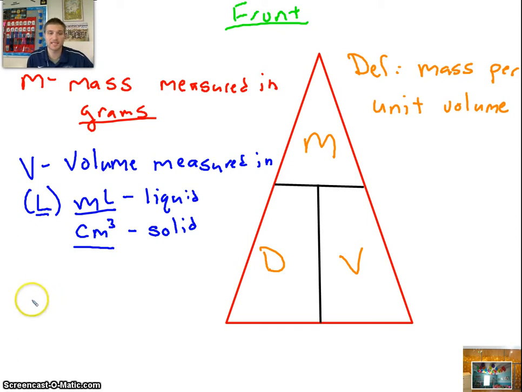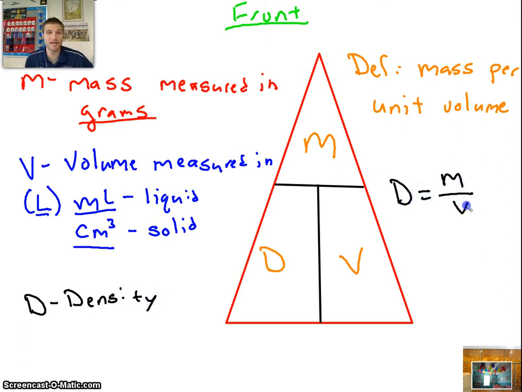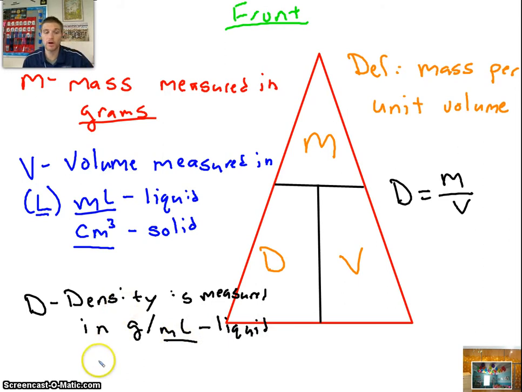Okay, the final one is density. So D is density. Now, as we talked about before, density is mass per unit volume, or density equals mass divided by volume, because per in this case just means divided by. We know that density has two labels since volume has two labels. Okay, it's measured in grams per milliliter for a liquid, or grams per cubic centimeter for a solid. So we have a solid that we can also measure density for.